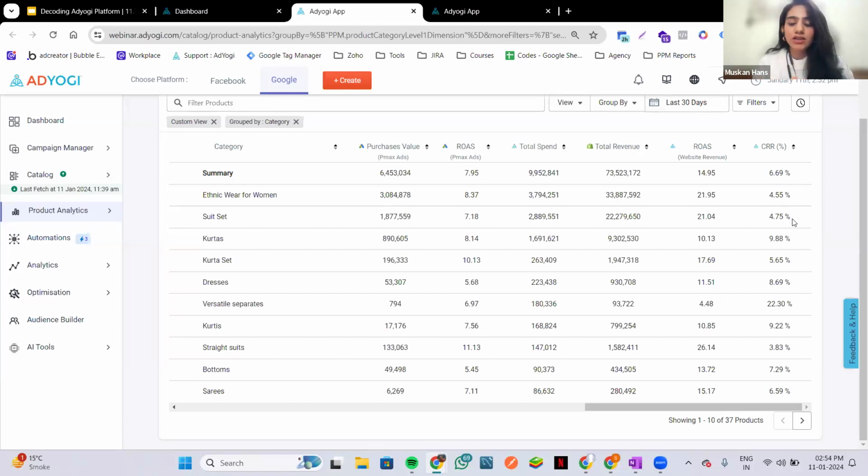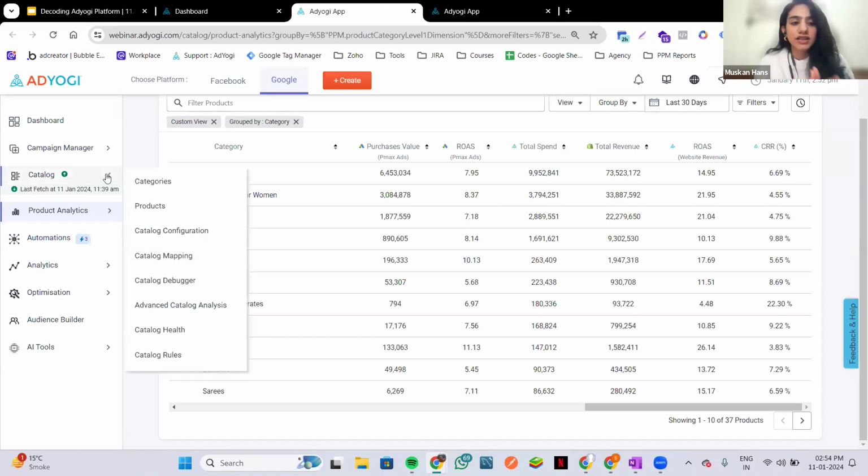So that's the impact of rule-based categorization, and we highly recommend you check this out on the Adyogi platform if you haven't already. You can access it on the side panel under catalog rules, and you should be able to do that in a matter of seconds. If not, please feel free to reach out to us or your account manager if you're collaborating with us. If not, you can also drop us a mail, and we'll help you understand the value behind this feature.